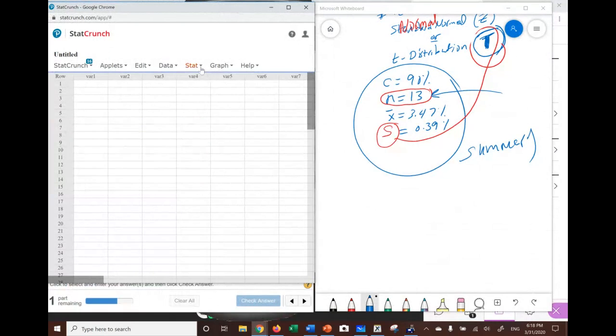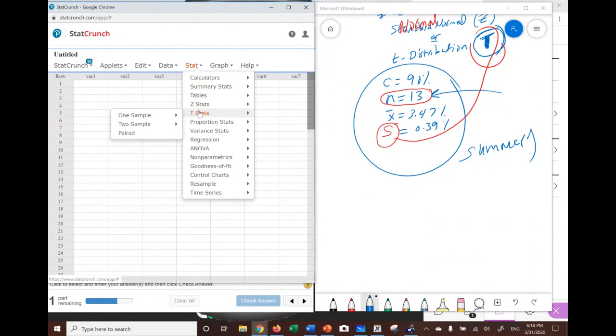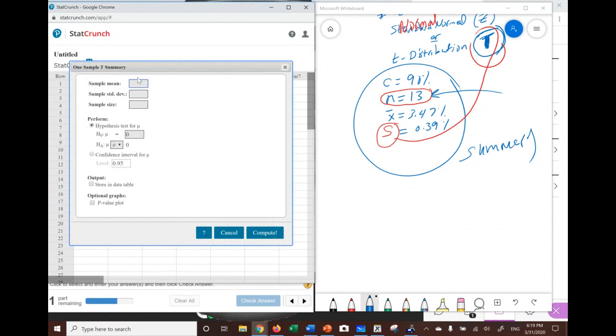I'm going to start from scratch, Stat. I said we want a T. It's one sample, and we have a summary. And what do we have? The sample mean is 3.47. Leave it 3.47. Don't convert that to a percent. Don't put it as 0.0347. I'll tell you in a minute why. And the standard deviation is going to be 0.39. The sample size is going to be 13. And down here, the confidence level is 90%. Remember, the confidence level always has to be written as a decimal.